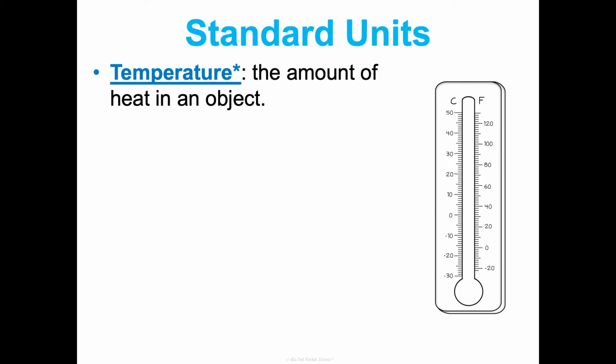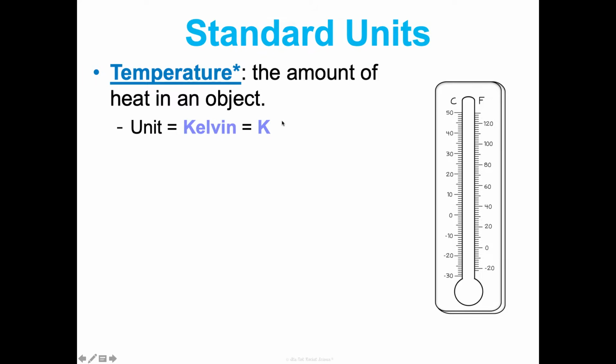Another standard unit we need to talk about is temperature. And I put a star here because the definition I put in here is that temperature is the amount of heat in an object. And while that is somewhat true, there's a lot more to temperature. We're going to talk about kinetic energy and some other things later. So we're going to save that for a later unit. But for now, temperature, just think of it as the amount of heat in an object.